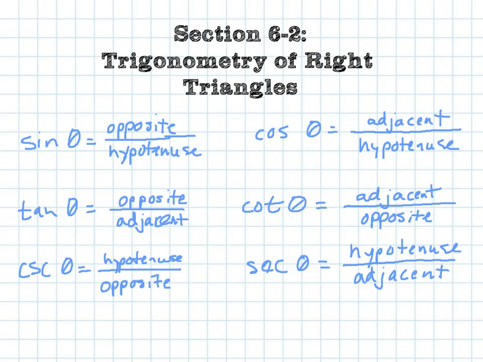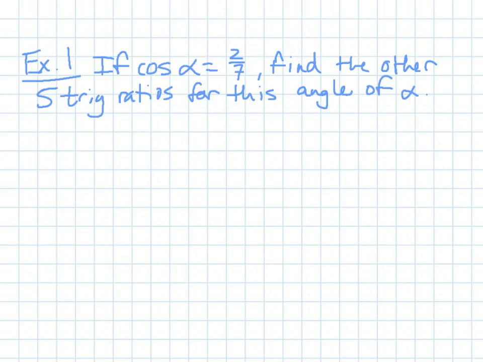Cotangent is the reciprocal of tangent. Cosecant is the reciprocal of sine. And secant is the reciprocal of cosine. So using those, we want to be able to write each trig function given a trig ratio.